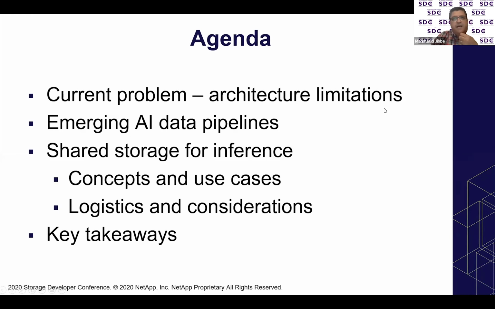For our paper, we have the following agenda. We're going to talk about the current problem where there are limitations in the architecture. We're going to talk about different data pipelines that are emerging in AI. Joey is going to go over the shared storage for inference and different concepts, use cases, examples, and also logistics and considerations for shared storage and inference. And then we'll share with you the key takeaways from this presentation.